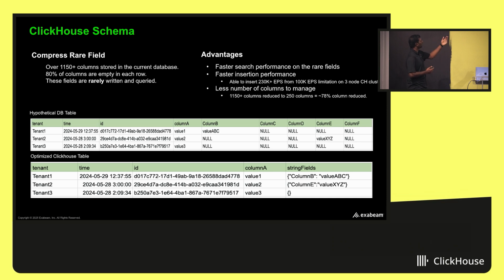One more optimization is that rare column names are indexed with the rare fields. So for example, whenever column B occurs with a Bloom filter, it can identify the respective granule and fetch the result faster.